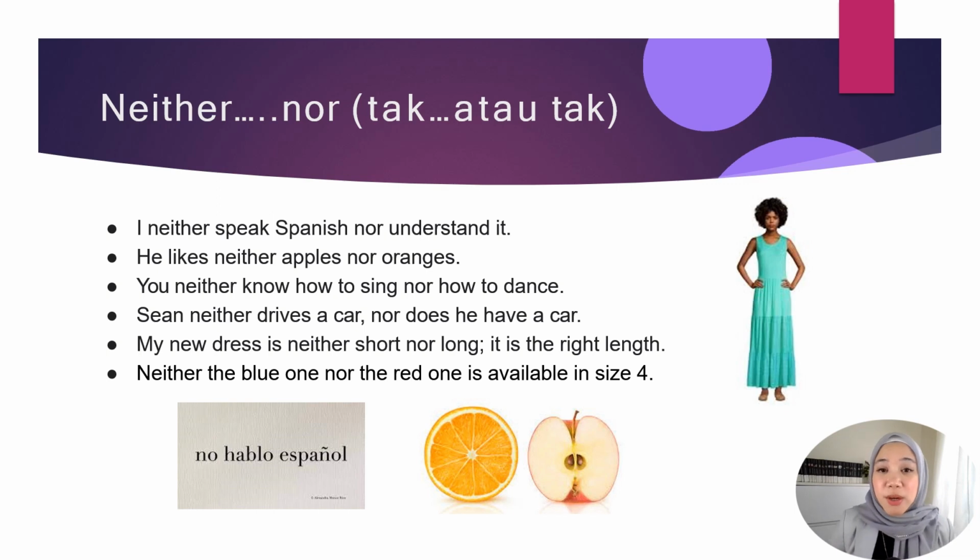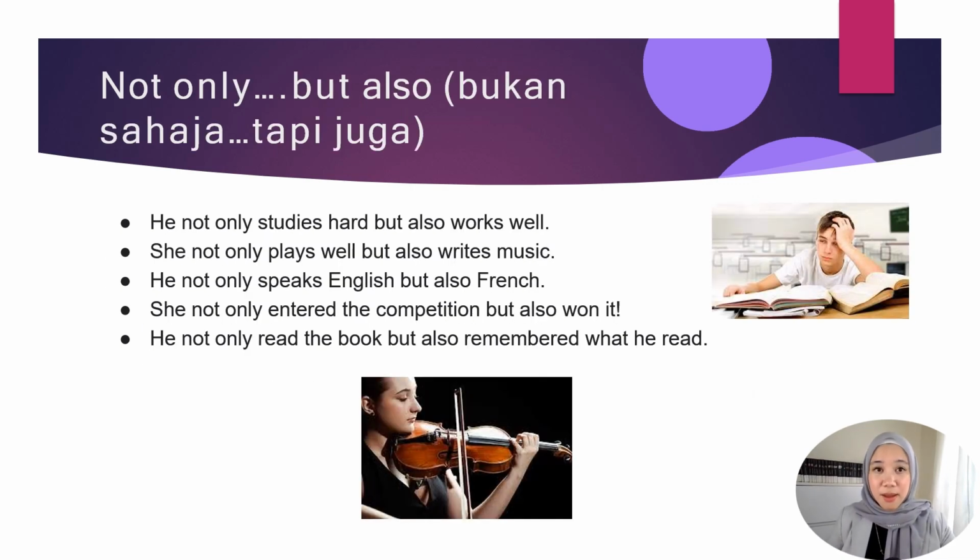Neither the blue one nor the red one is available in size 4. Sama ada yang biru ataupun yang merah, dua-dua tak available dalam size 4. Okay, so I hope you know how to use neither and nor as well. Not only but also. This one is quite simple. Let's just look at the example.